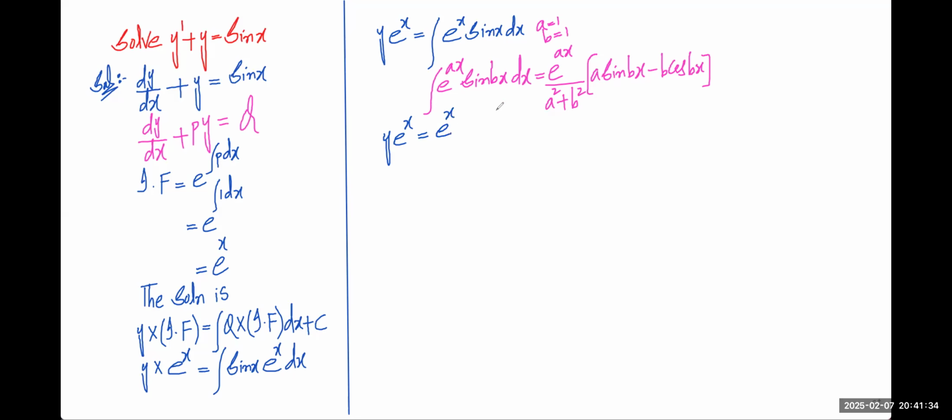E power a value is 1 here. A square plus b square is 1 square plus 1 square, which is 2. Into a is 1, b is 1. If you put it, you will get sin x minus cos x, and that's all. Because a is 1, b is 1. And finally we add the constant, and that problem is completed.